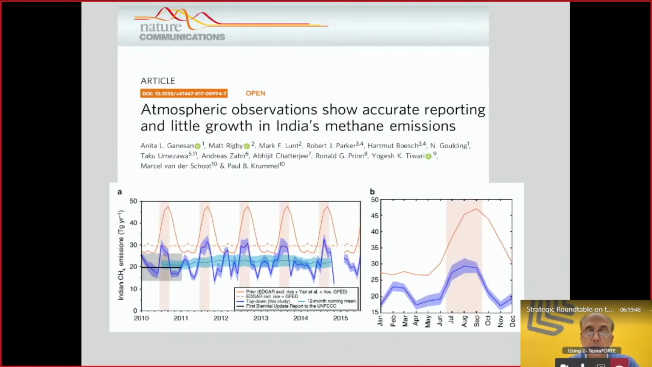This paper is from Anita Ganeshan, she is here, and it was liked by the ministry people, and they have used it in their BUR reports also. You can see the black line is estimated by the ministry, by the MFCC, by their activities, and the blue line is estimated using the top-down observations, and red is from EDGAR. It was estimated from this paper that EDGAR overestimates almost 30% when we compare with the observations. Next.